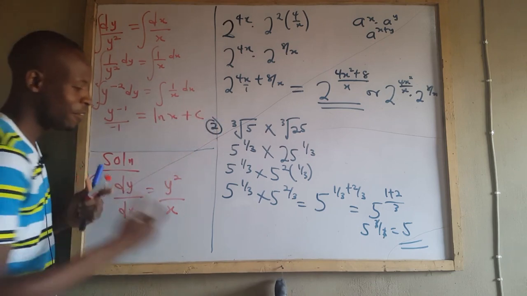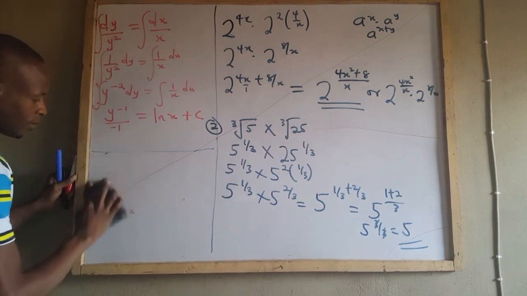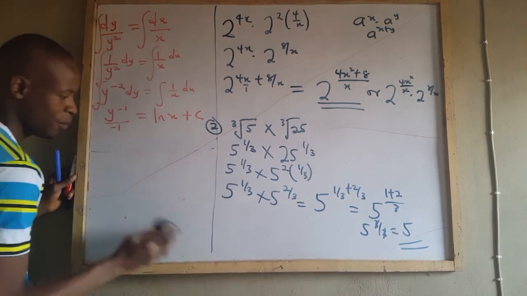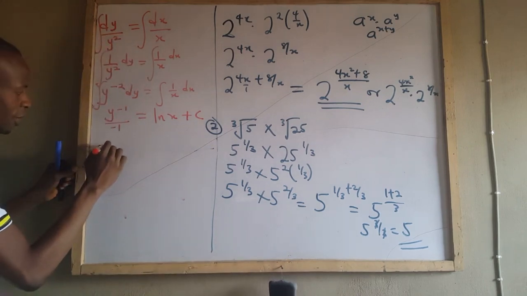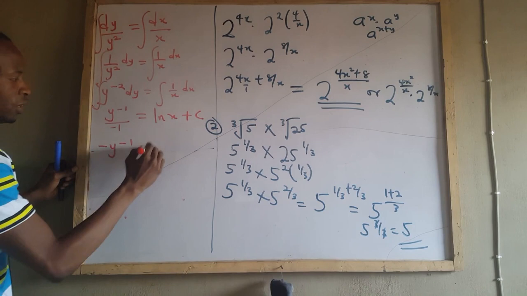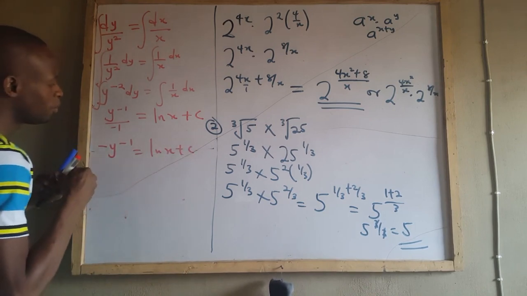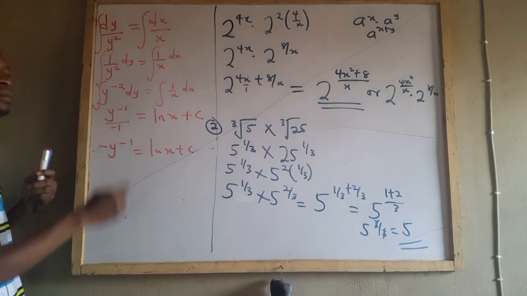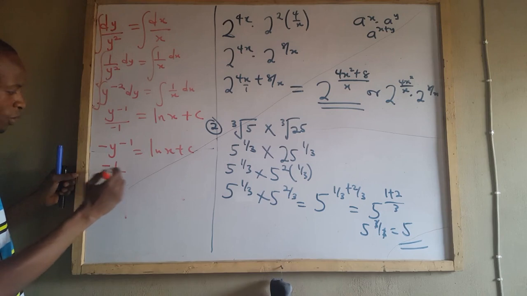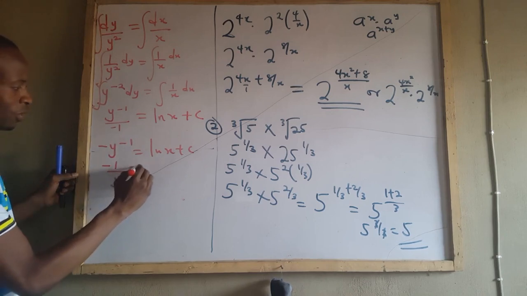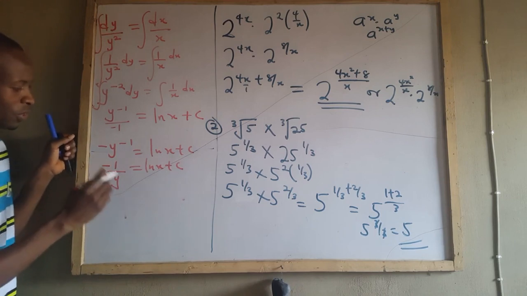And don't forget that what we are looking for is y. So from here we can write this as minus y raised to the power minus 1 equals ln x plus c, because a negative power must not be at the denominator; rather, we transfer it back to the numerator. So this is the same thing as saying minus 1 over y, according to the law of indices, equals ln x plus c.